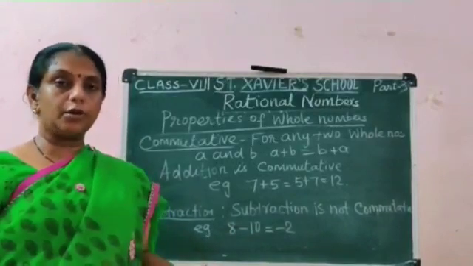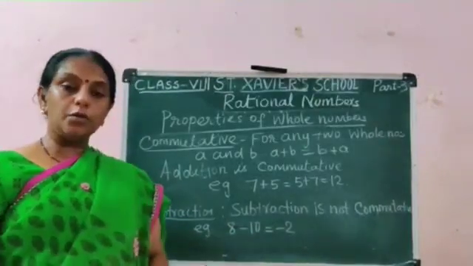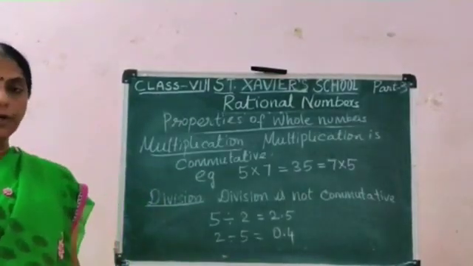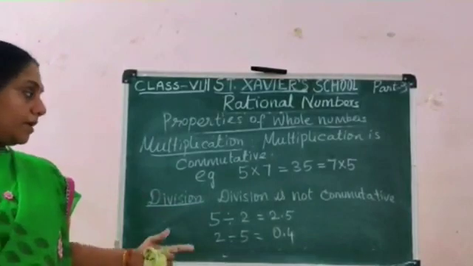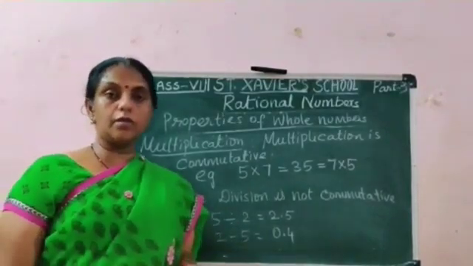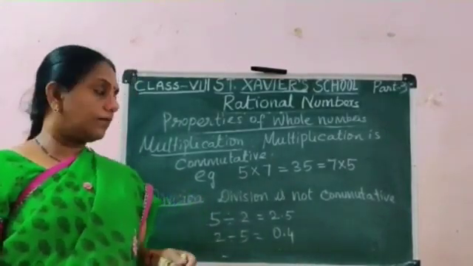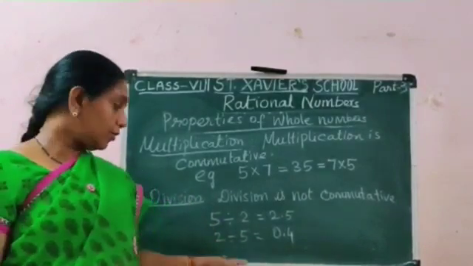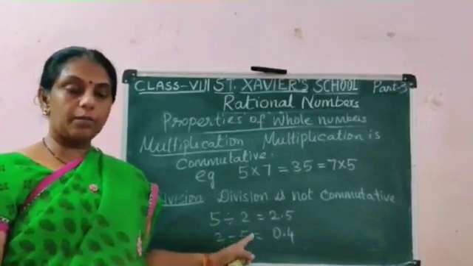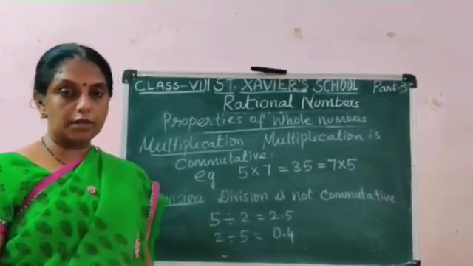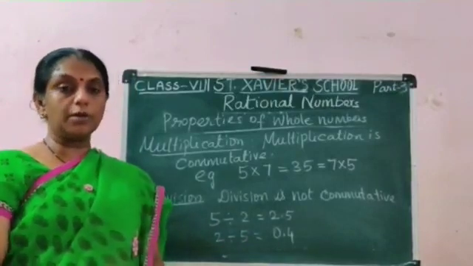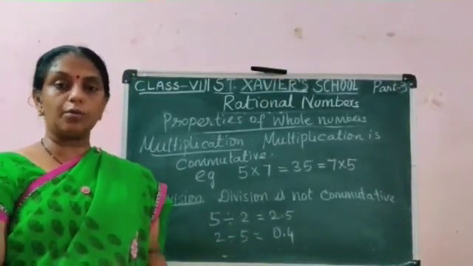Next, subtraction. Subtraction is not commutative. 8 minus 10 equal to minus 2. Now, multiplication is commutative. Example: 5 into 7 equal to 35 and 7 fives are also 35. Next one is the division. Division is not commutative. I have given an example: 5 divided by 2, you will get 2.5, it is a decimal. And if we change the order, 2 divided by 5, it will also become a decimal. Therefore, division is not commutative.